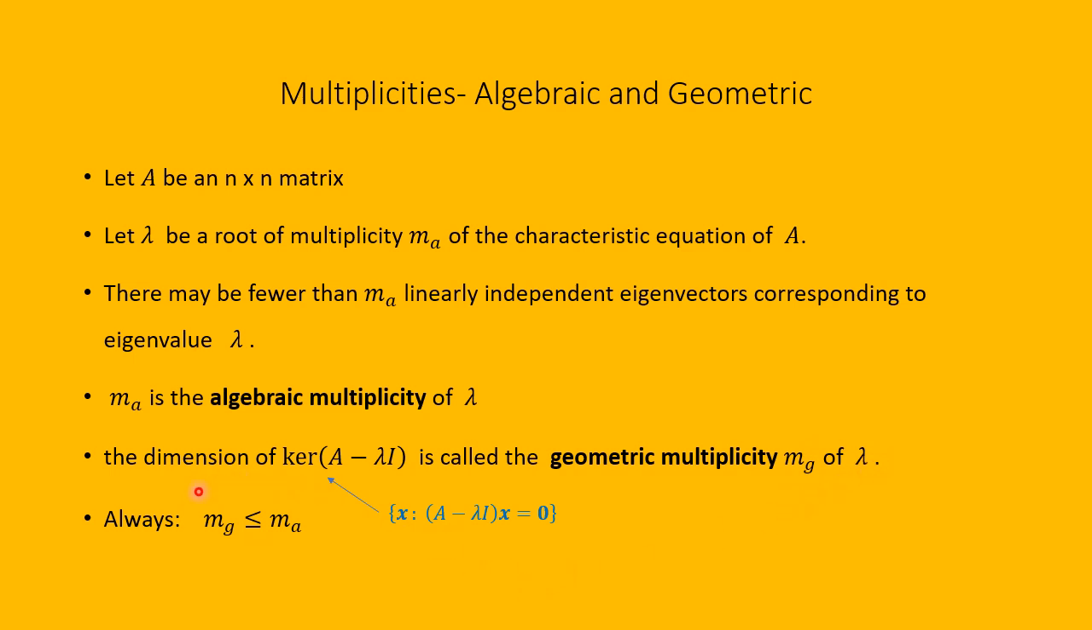It's always true that the geometric multiplicity is less than or equal to the algebraic multiplicity. If these two are equal, then we're in a pretty good situation. If these two turn out to be unequal, if the geometric multiplicity is less than the algebraic multiplicity, then we're going to have some trouble, not too much trouble, but a more complicated situation to handle when we get to solving systems of differential equations.